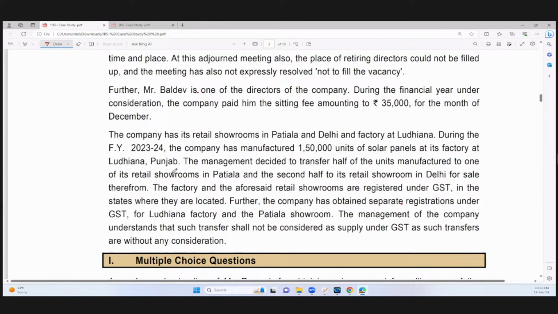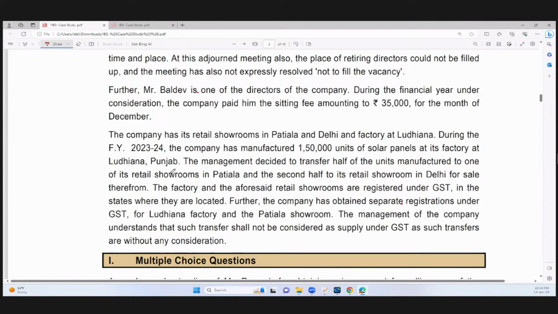Separate registration there. So, in this, students, the management of the company understands that such transfer shall not be considered as supply because there is no consideration. Because such transfers are without any consideration, students, GST section 7, subsection 1, clause A, which defines supply, says supply includes all forms of supply of goods or services or both, such as sale, transfer, barter, exchange, license, rental, lease, disposal, made or agreed to be made for a consideration by a person in the course or furtherance of business.